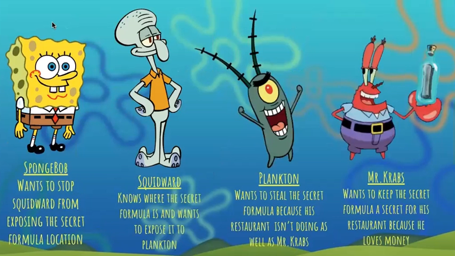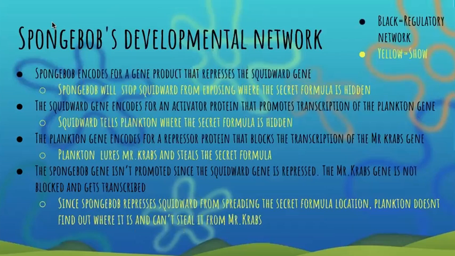The characters for our network today are SpongeBob, Squidward, Plankton, and Mr. Krabs. We're going to be looking at Plankton trying to steal the secret formula from Mr. Krabs since his restaurant, the Chum Bucket, isn't doing as well as Mr. Krabs' Krusty Krab. SpongeBob wants to stop Squidward from exposing the secret formula location. Squidward knows where the secret formula is and wants to expose it to Plankton. Plankton wants to steal the secret formula because he wants his restaurant to be as good as Mr. Krabs'. Mr. Krabs wants to keep the secret formula to himself because he loves money and he doesn't want to lose business. Over here, we can see the regulatory network in black and the show in yellow.